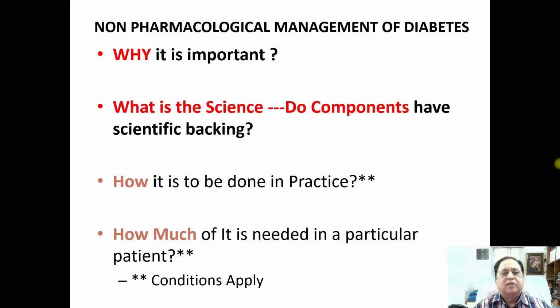We will be covering non-pharmacologic management of diabetes under the following heads. Why it is important, what is the science behind the different components of the non-pharmacologic management of diabetes, and how it can be incorporated into your practice without much effort so that it becomes a normal part of your way of dealing with or counseling your patients, and how much of it is needed for a particular patient. How to assess that is very important in non-pharmacologic management.